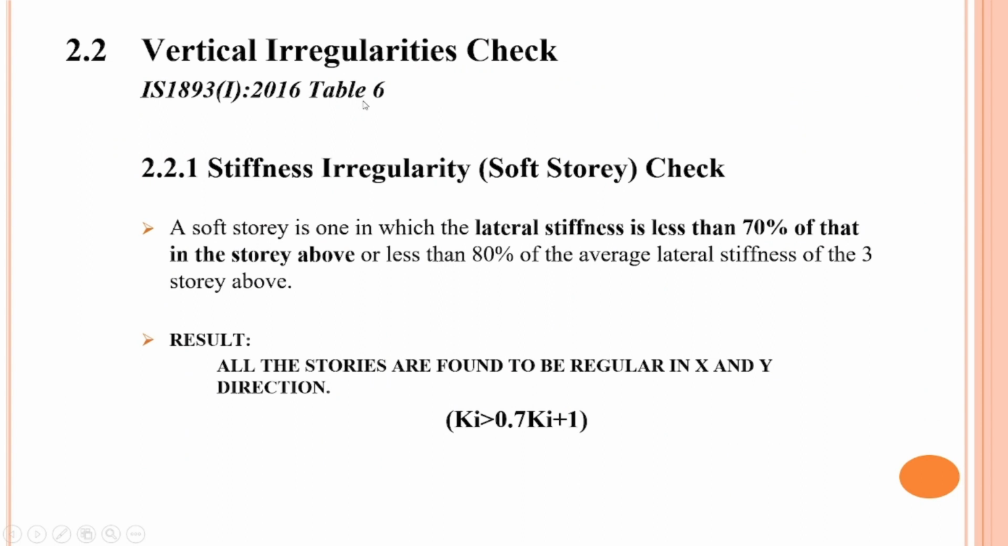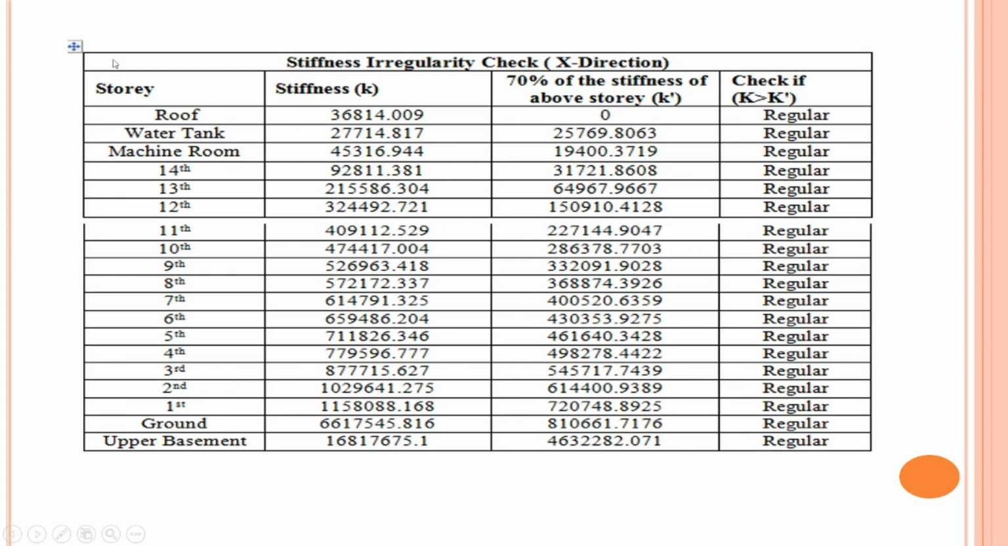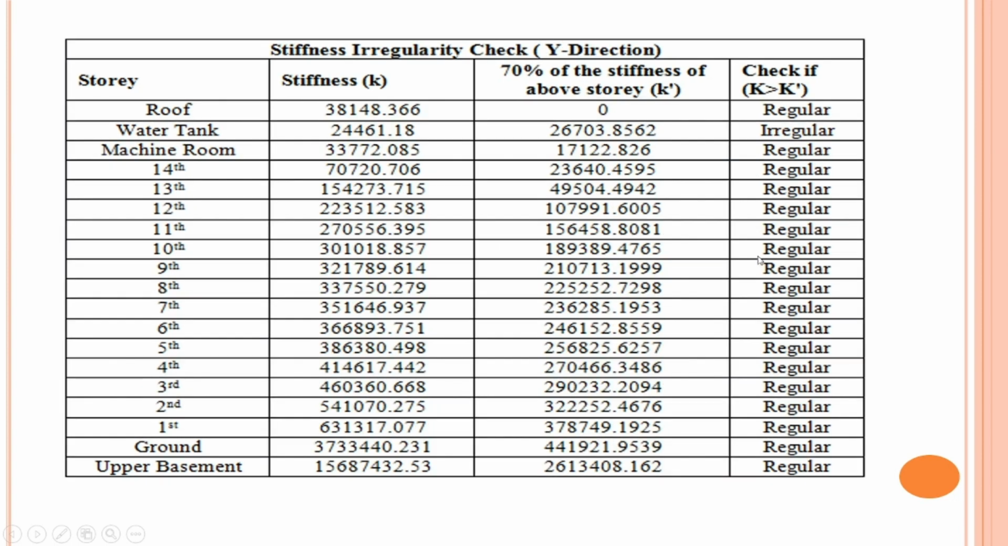And the third is the vertical regularity check: vertical stiffness, the soft story check. You have to write what soft story means. And the result: all the stories have been regular. Ki is greater than 0.7 ki plus 1, and here are the results we are calculating from ETABS, and the form came out regular.